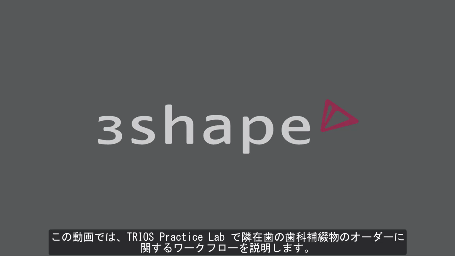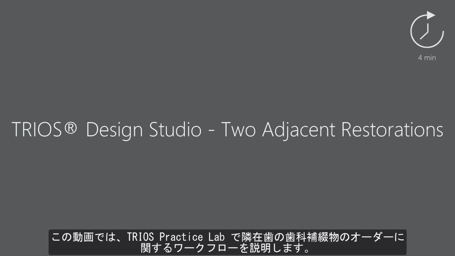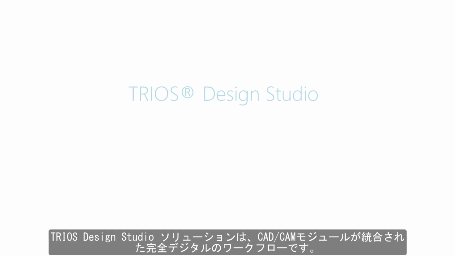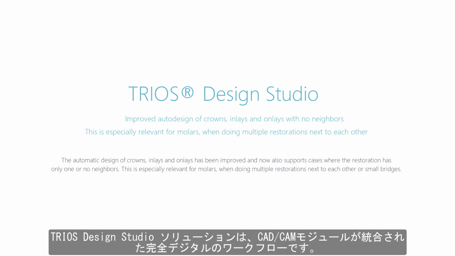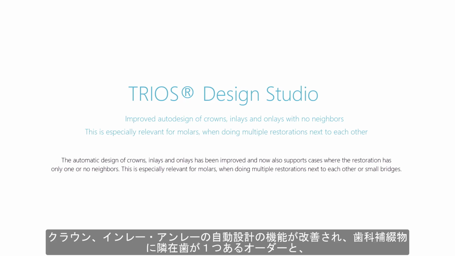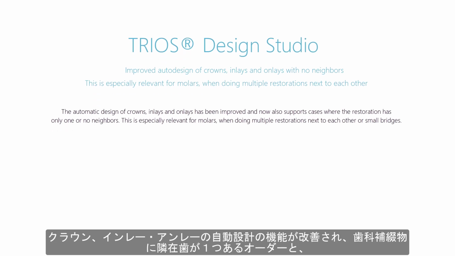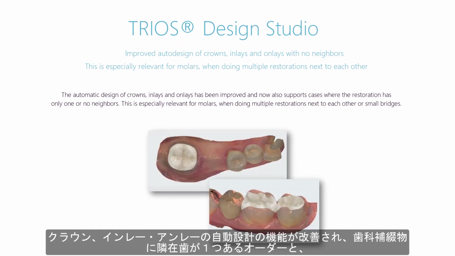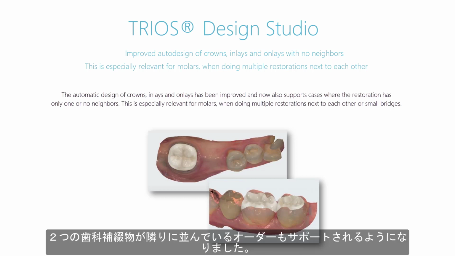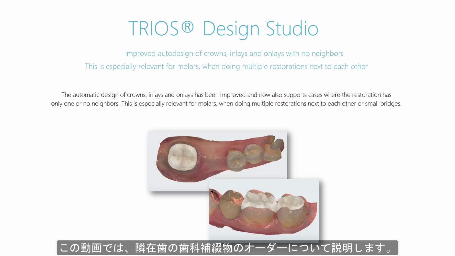In this video you will learn the TRIOS Design Studio workflow for 2 adjacent restorations. The TRIOS Design solution is a complete digital workflow with fully integrated CAD/CAM modules. The automatic design of crowns, inlays and onlays has been improved and now also supports cases where the restoration has only one or no neighbours, or if 2 restorations are next to each other in the posterior region. In this video we will show the latter.